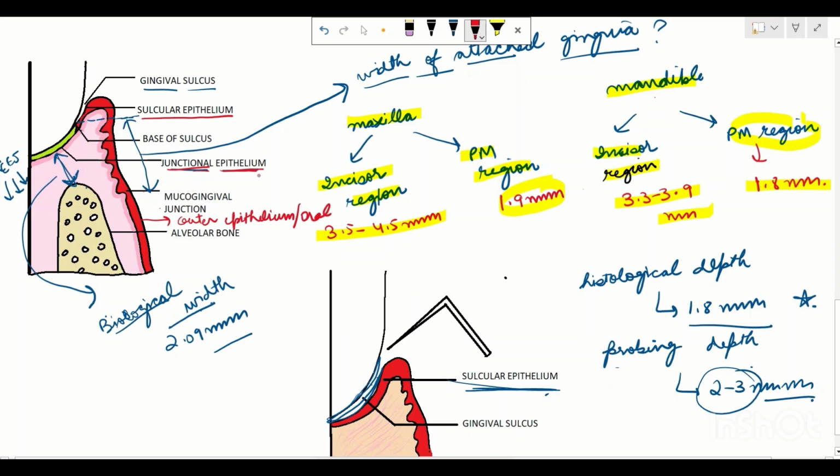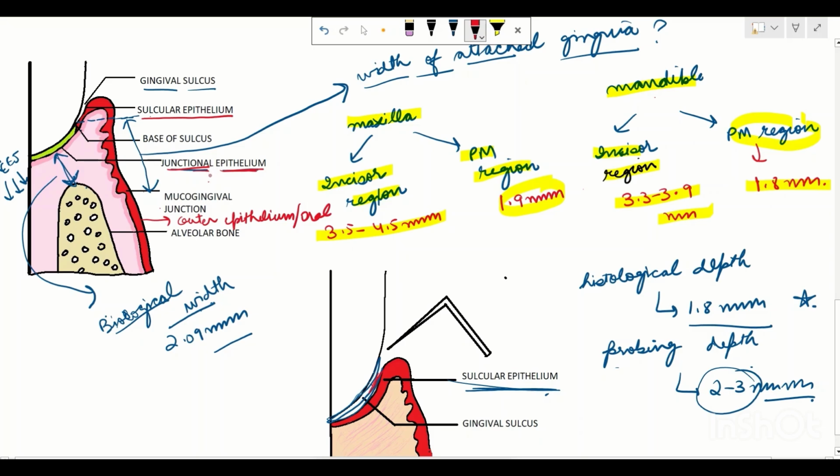So what is sulcular epithelium? As the name suggests, it lines here. This is your sulcular epithelium. This lines the gingival sulcus. Now the junctional epithelium, this we have already discussed. This is of great clinical significance.